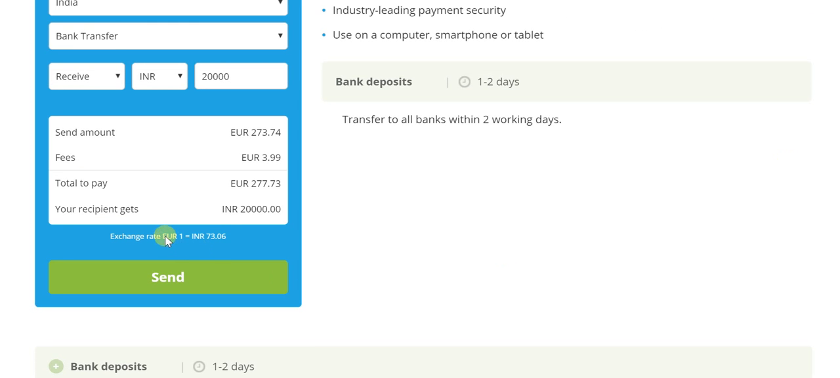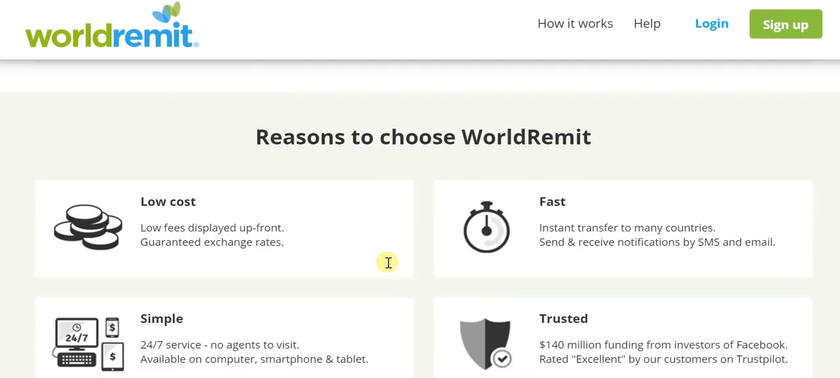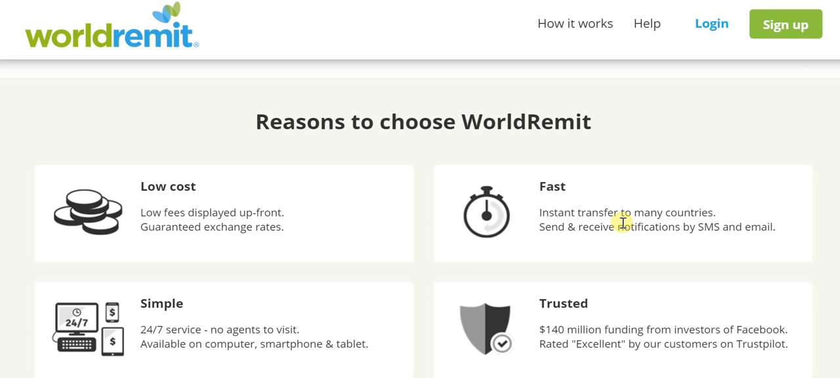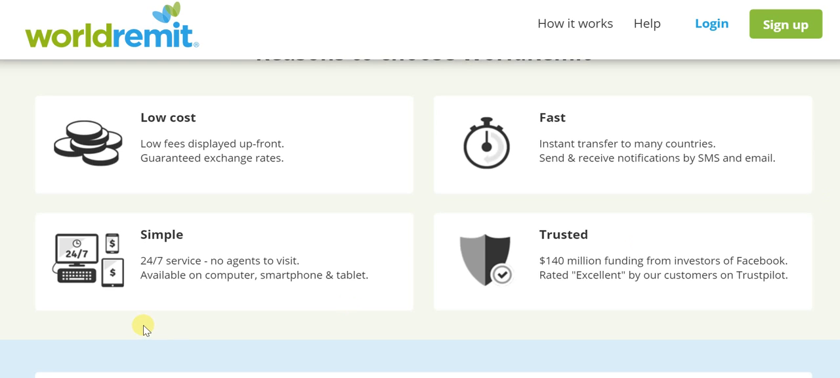Further, it's very fast. In fact, to many countries it is instant. Even in this instance, it is as little as 1 to 2 days, with constant notifications along the way, both by SMS and email. And yes, it is very, very simple. No need to go to any agent like Western Union. 24 by 7, just get onto your computer, smartphone, or tablet, and you can go through the money transfer process yourself. And finally, it is extremely trustworthy.